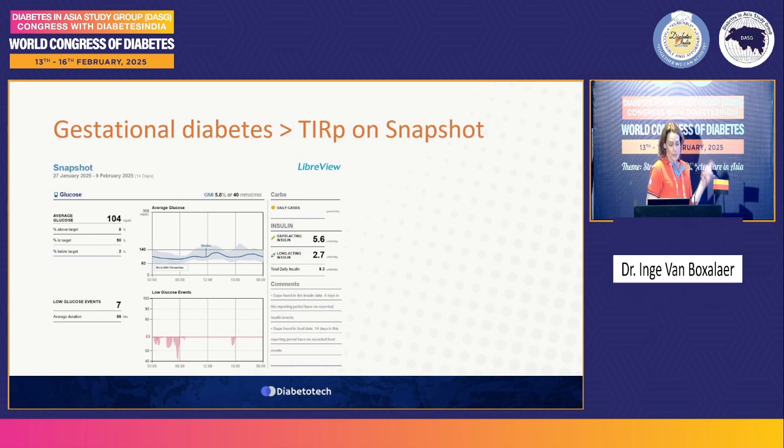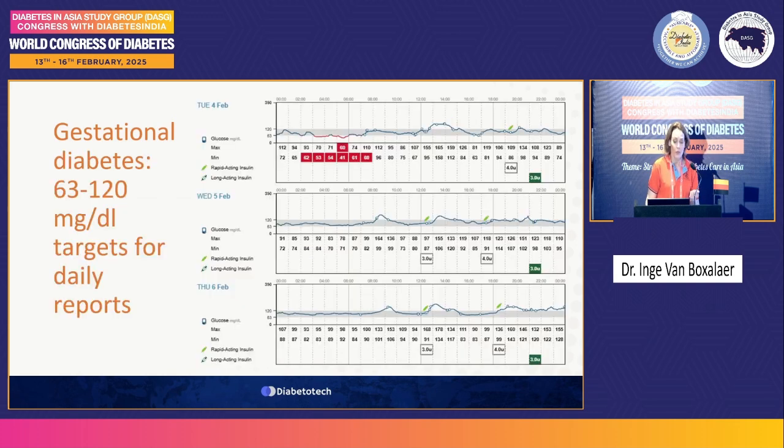So here we see the snapshot where you can change the targets to 63 to 140, and we can see the time in range for pregnancy is 90%, which is good, but there is not yet a clear consensus around the time in range targets for gestational diabetes. So it might need to be higher. We will see that in the future. So what we do now is we set the report on 63 to 120, so we can clearly see if 2 hours after the meal, the glucose is back to below 120, and we can see if we need to change the insulin.